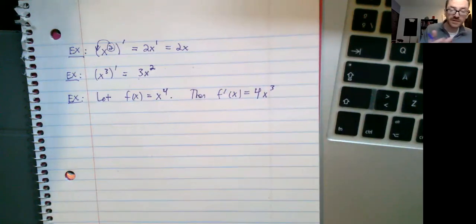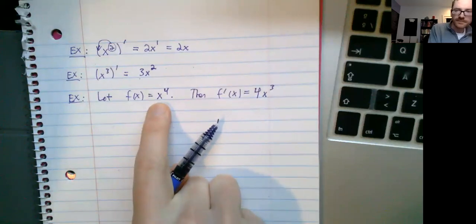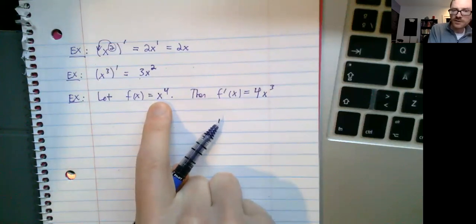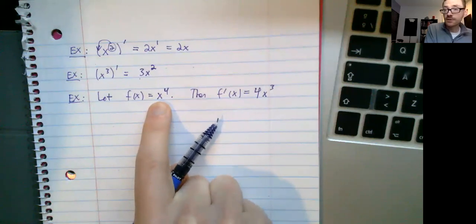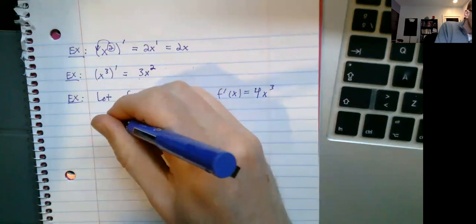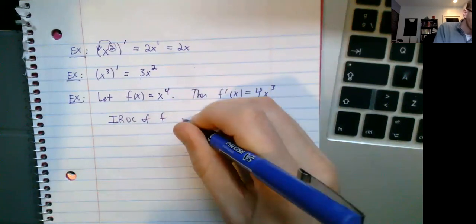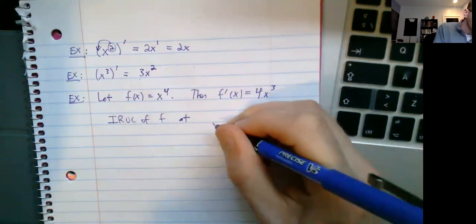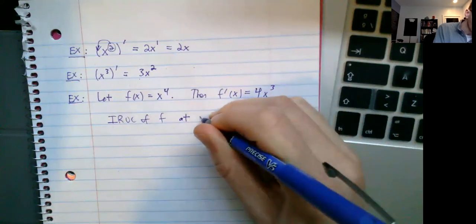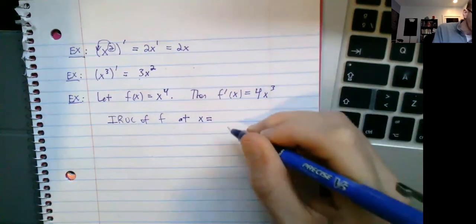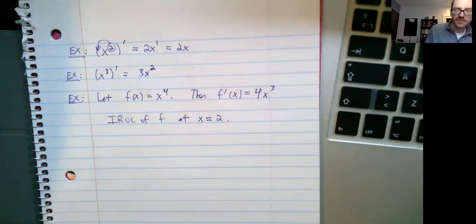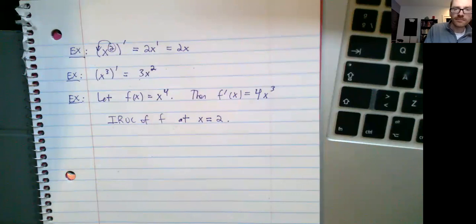Here's what this is saying. This, of course, is a function. And let's say that you wanted to know the derivative of this function at a specific point. Let's say you wanted to know the instantaneous rate of change of this function, x to the fourth, at the point x equals 2.